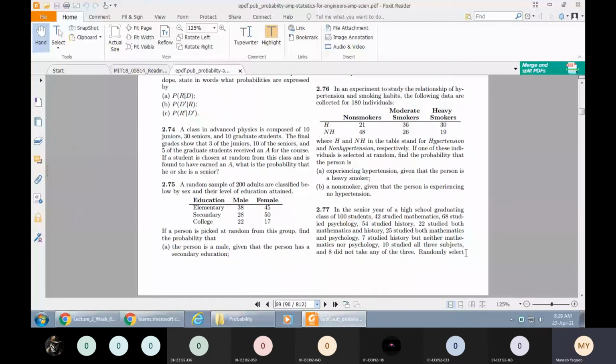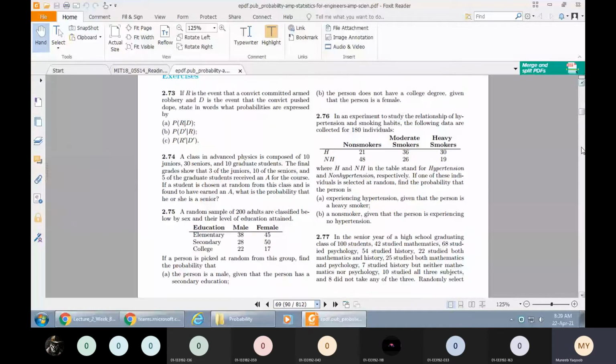Now we will solve the second part of this problem. In the second part, they are saying find the probability that the person does not have a college degree, given that the person is a female. Again, my question is whether it is a conditional probability question of probability of C complement slash female, or a question of probability of female slash C complement.